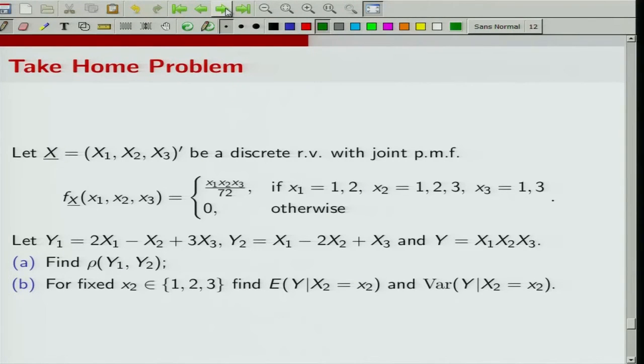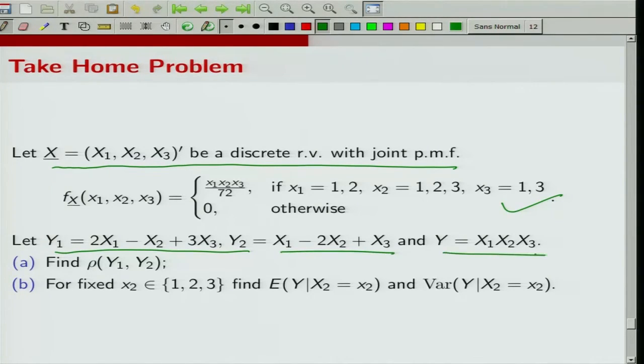Now, let me give this as a take home problem, which is very similar to the last problem which we did. The only thing here is we are dealing with a discrete random vector. So, let X1, X2, X3 be a discrete random vector with joint PMF given by this. Let us define Y1 and Y2 and Y in a similar fashion. Find the correlation between Y1 and Y2. For fixed x2 belonging to 1 to 3, find E[Y | X2 = x2] and the variance of Y given X2 = x2. So, this will give you some exercise about finding conditional expectation and variance.